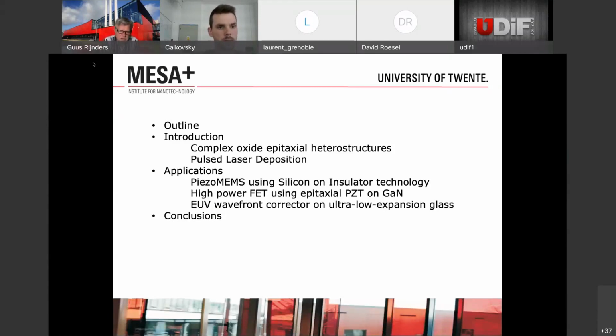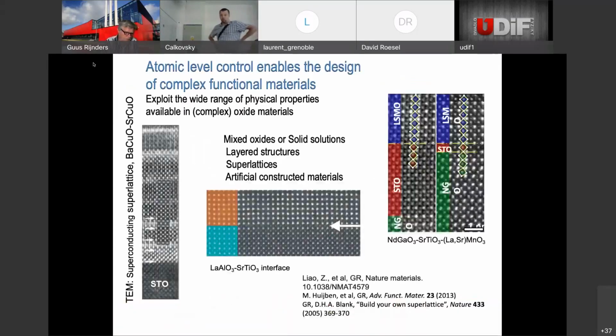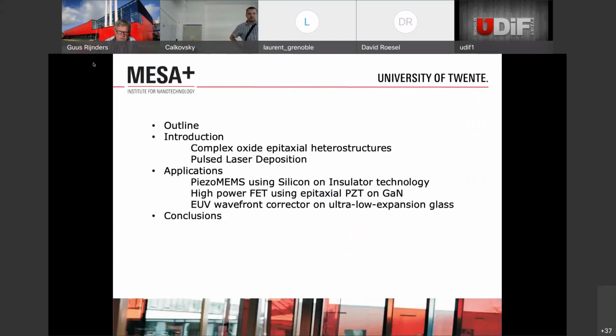Okay, just a bit of an outline. Like I said, I want to introduce the field of complex oxide epitaxial heterostructures and pulsed laser deposition. And then I will go to 3 applications. The one on piezo MEMS using silicon on insulator technology. Then I want to show a little bit of work we are currently doing on epitaxial integration of lead zirconate titanate, which is a ferroelectric and piezoelectric material, on gallium nitride for high power applications. And I also want to show an application for XUV or EUV lithography, where we work together with ASML in the Netherlands and ZEISS in Germany on a wavefront corrector for lithography applications.